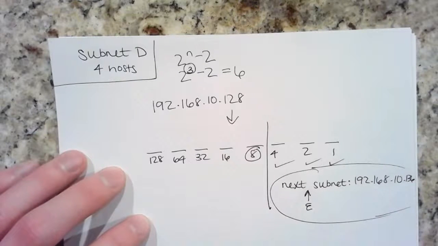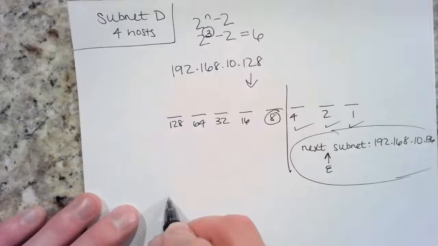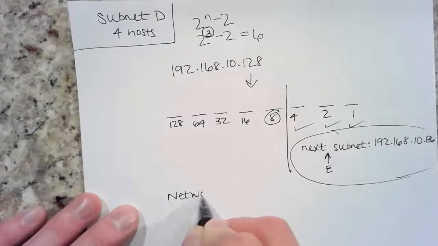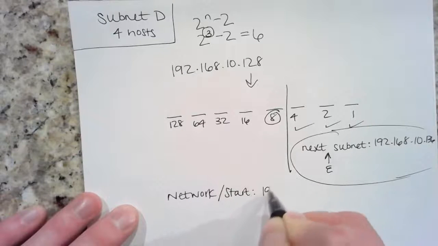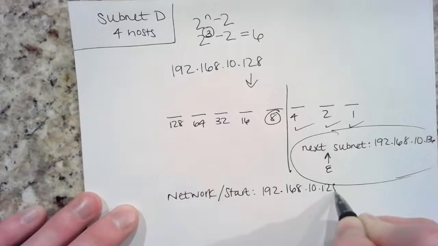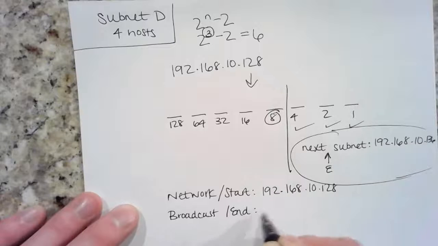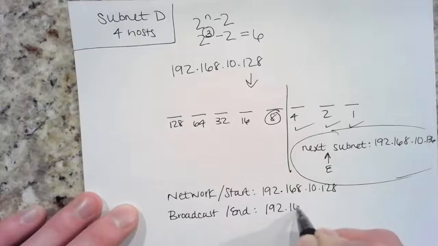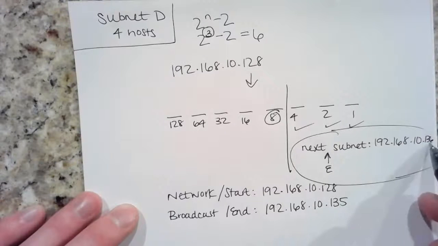We'll hold off on that. We'll come back to it. Okay, so our network address, or our start, is 192.168.10.128. Our broadcast, or our end, is 192.168.10.135. Okay, because it's got to be 1 before that.